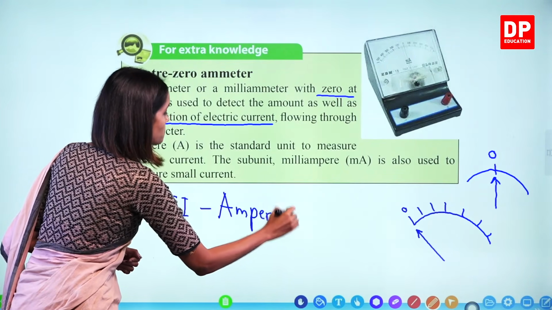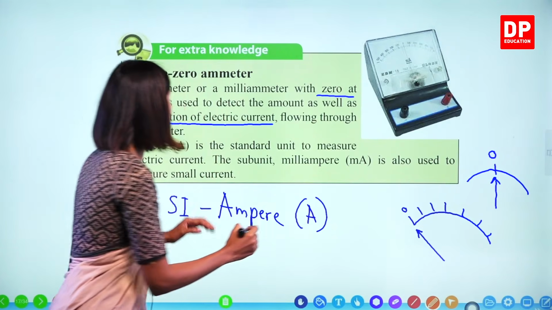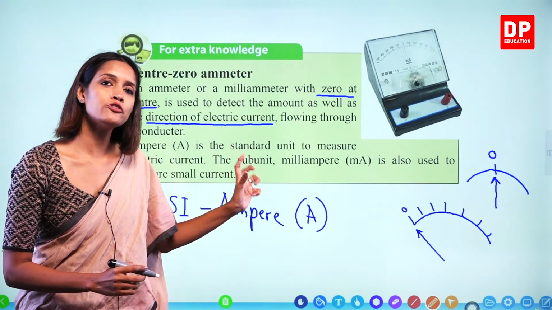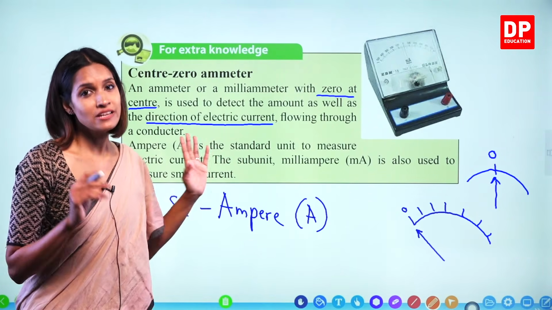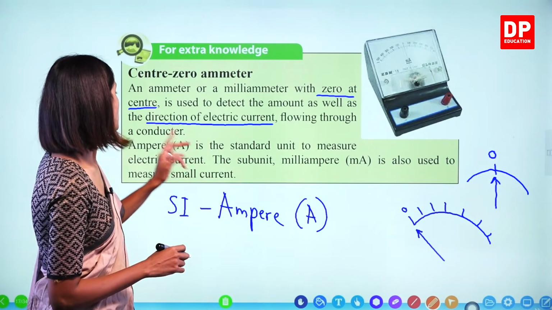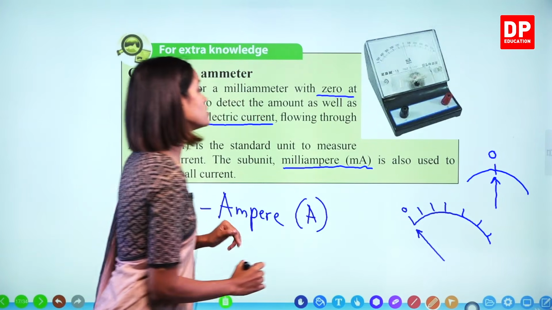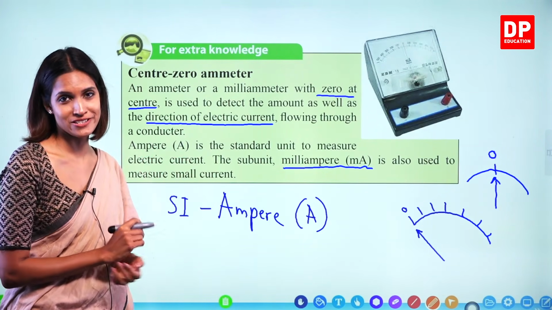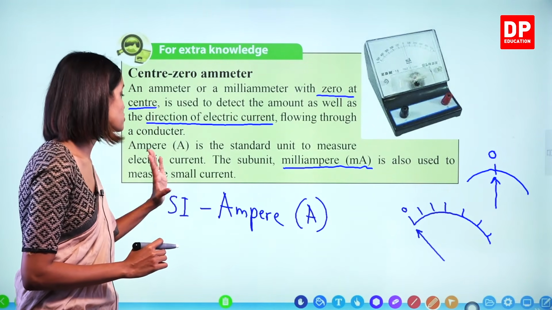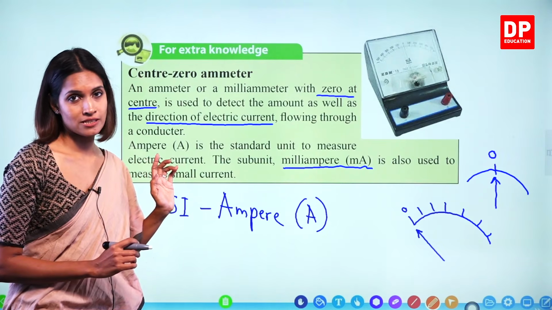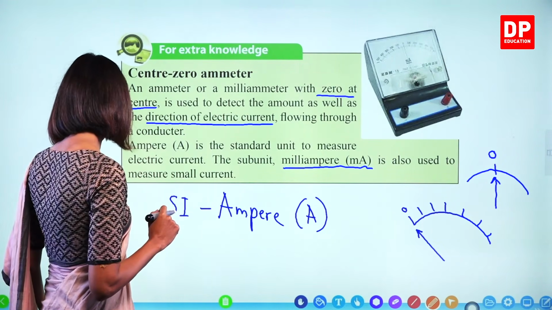Right, ampere. Symbol is capital A. But apart from this ampere, in order to measure small currents, we can use milliampere as a subunit. The subunit milliampere is also used to measure small current. But the main or SI unit of measuring electric current is ampere. Symbol is capital A. Understand, children? Right.